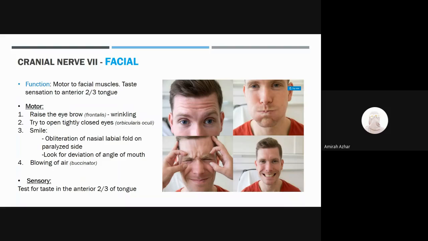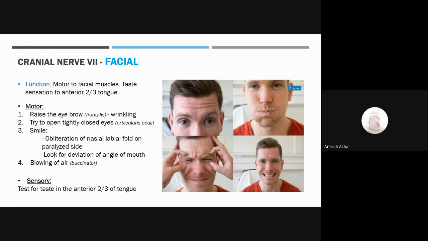For the facial nerve, you are assessing the motor facial muscle and also the taste sensation to the anterior two-thirds of the tongue. Focus on the picture I have shown to you. There are 1, 2, 3, 4 pictures. The first one, ask the patient to raise the eyebrow. So you are assessing the frontalis muscle if there is wrinkling.